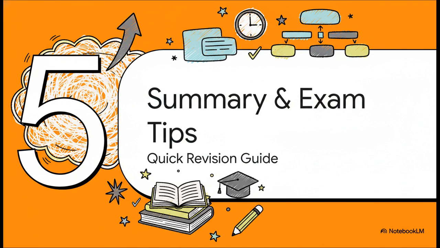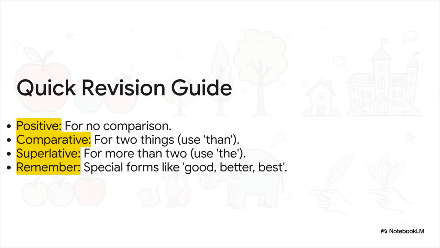So before we finish, let's quickly summarize everything we have learned. This will be very helpful for you, especially for your exams. So remember these 5 points. 1. Positive degree is for no comparison. 2. Comparative degree is for 2 things, and we must use than. 3. Superlative is for more than 2, and we use the. 4. Always check if the adjective is short or long. And 5. Don't forget our special irregular forms like good, better, best.